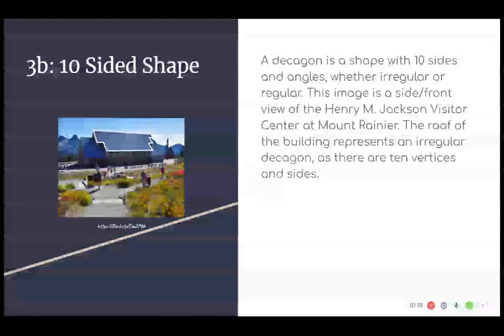A decagon is a shape with 10 sides and angles, whether irregular or regular. This image is a side/front view of the Henry M. Jackson Visitor Center at Mount Rainier. The roof of the building represents an irregular decagon as there are 10 vertices and sides.